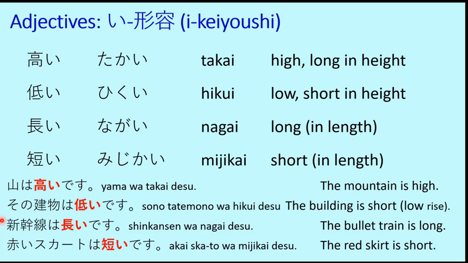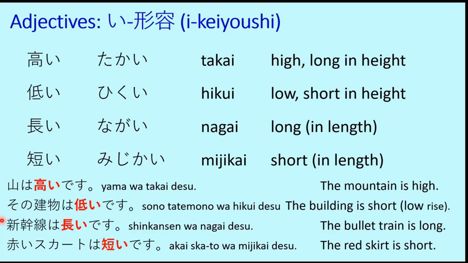Akai skato wa mijikai desu. The red skirt is short. So here there are two adjectives in this sentence. One is red and one is short. So both red and short are qualifying the noun skirt. So akai skato wa mijikai desu. And if we say the short skirt is red, then it will be mijikai skato wa akai desu. It will be the other way round.